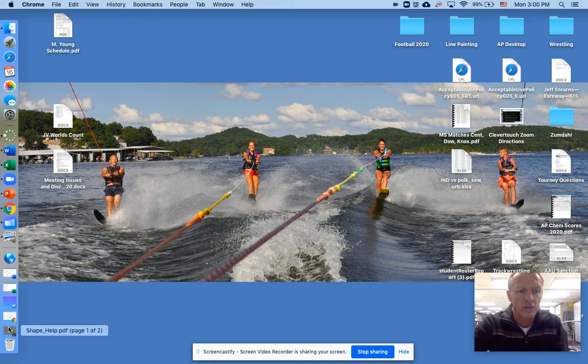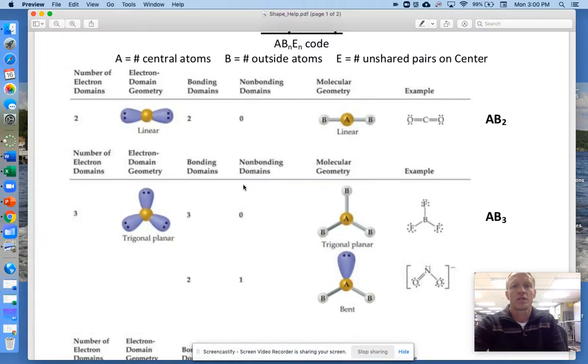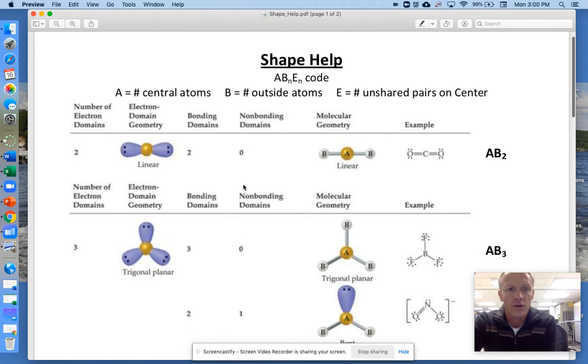Okay, this video is going to be just kind of going over this shape sheet, to figure out the shapes of elements as you're drawing the Lewis structures. Okay, so here's how this works. First thing, number of electron domains around the central element.